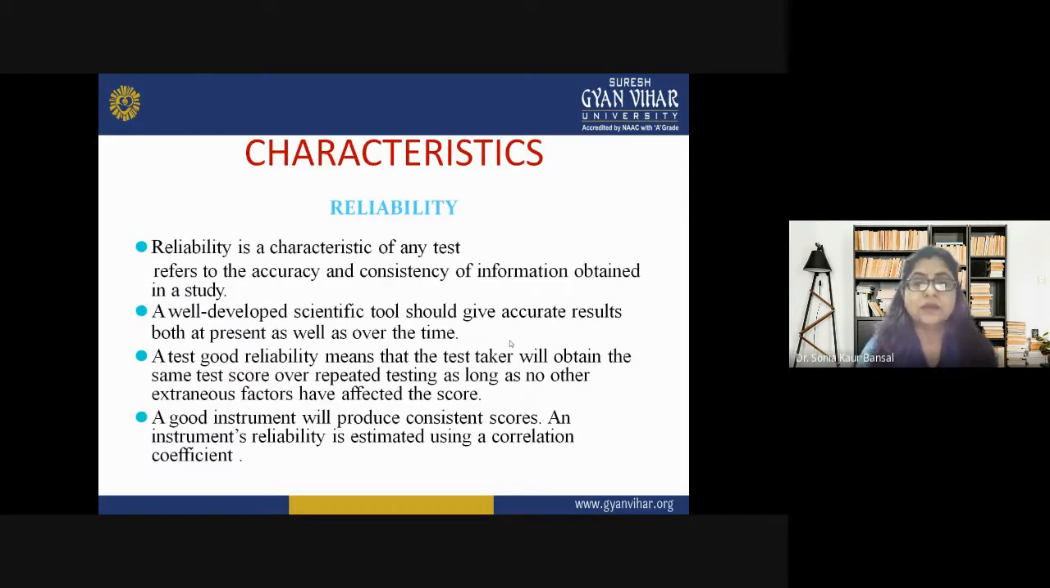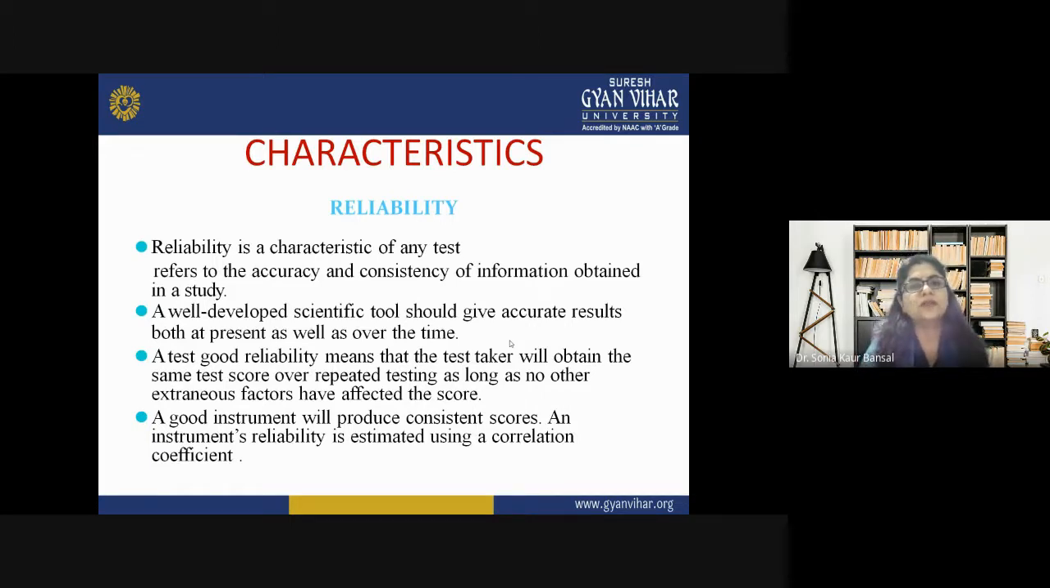So now, after studying some value points of the standardized and non-standardized tests, now let's understand the characteristics. First of all, reliability. So what is reliability? Reliability is, students, a characteristic of any test. Being reliable is a good characteristic.